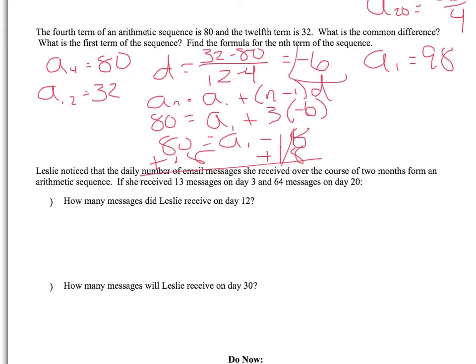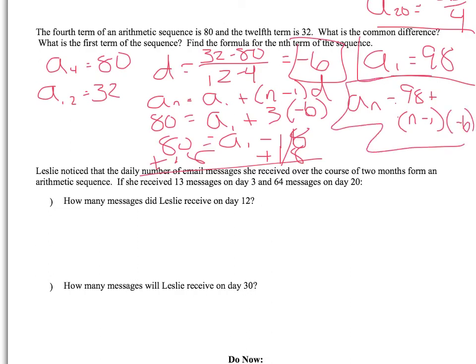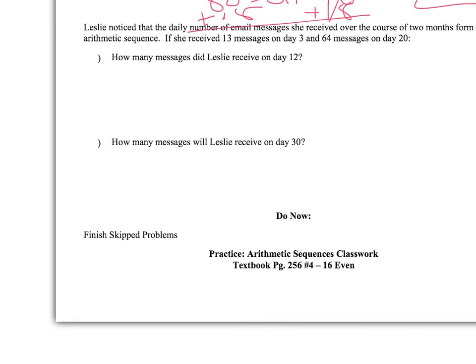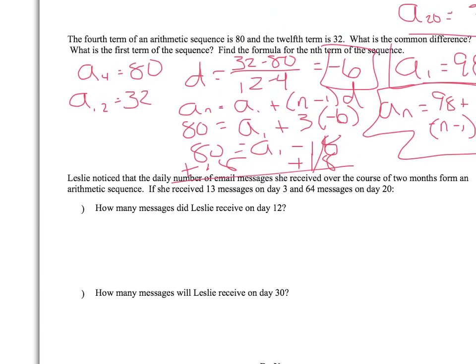So we found the d, we found the a1, and the formula for the nth term of the sequence. an equals, plug in your a1, 98, plus, should all be one line, n minus 1 times negative 6. That's your formula. So those were the three pieces they are looking for there. I am going to leave you guys to also try the last problem here, and it uses the same idea that we were doing in the previous problem.